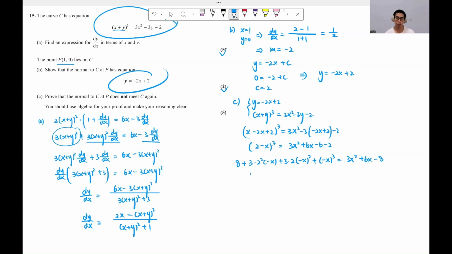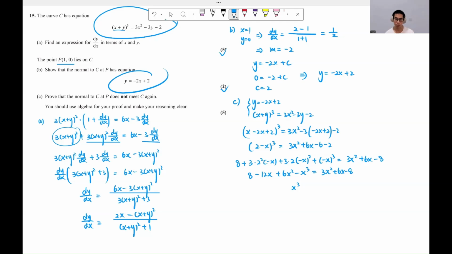So simplify that, that would be 8 minus 3 times 4 is 12, so 8 minus 12x, and then plus 6x squared minus x cubed equal to 3x squared plus 6x minus 8. And then move everything into one side, so plus x cubed for both sides, and then minus 6x squared for both sides.